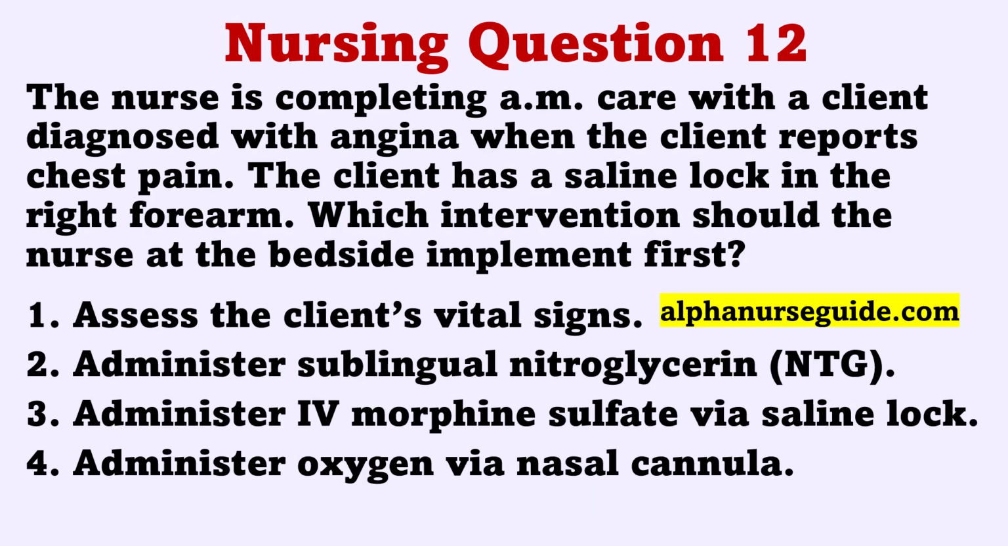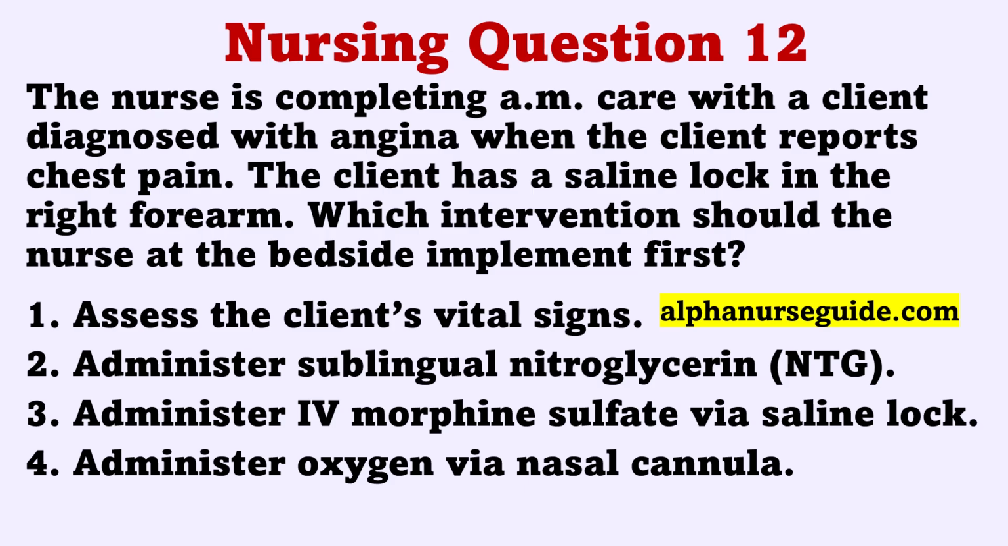The nurse is completing AM care with a client diagnosed with angina when the client reports chest pain. The client has a saline lock in the right forearm. Which intervention should the nurse at the bedside implement first? 1. Assess the client's vital signs. 2. Administer sublingual nitroglycerin. 3. Administer IV morphine sulfate via saline lock. 4. Administer oxygen via nasal cannula.